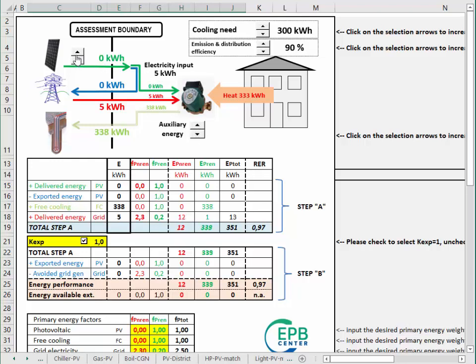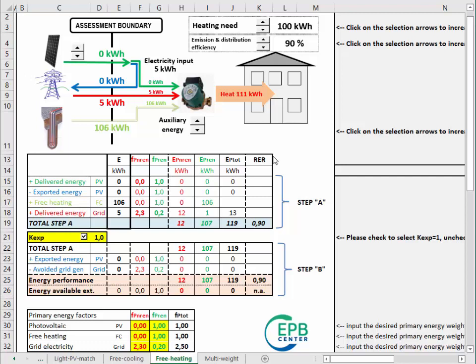and then, as usual, to select how much electricity is produced by on-site PV panels. The calculation is straightforward and results into a high renewable energy rate if little auxiliary energy is required. If PV electricity is added and K exported equals 1, then the energy performance can be greatly improved.